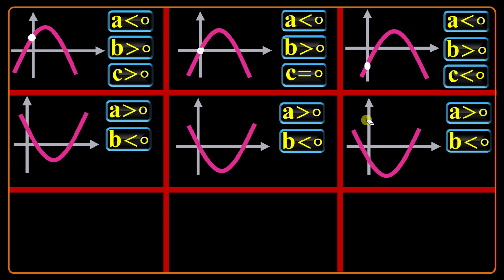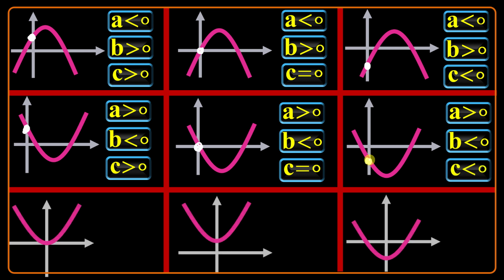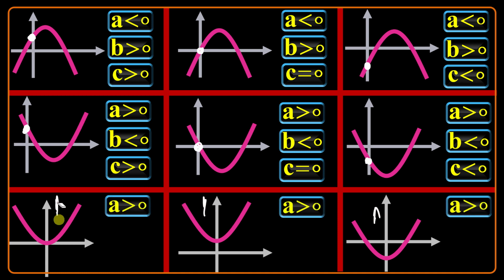Anyway, C indicates the y-intercept: positive y-intercept, 0 y-intercept, and here I have negative y-intercept. C is negative. These three cases are still concave up, so I think A must be positive. About the B, as you see, the vertex of the parabola is exactly on the vertical axis, here and here. When the vertex is on the vertical axis, there is no slope, so in the three cases, B must be 0.